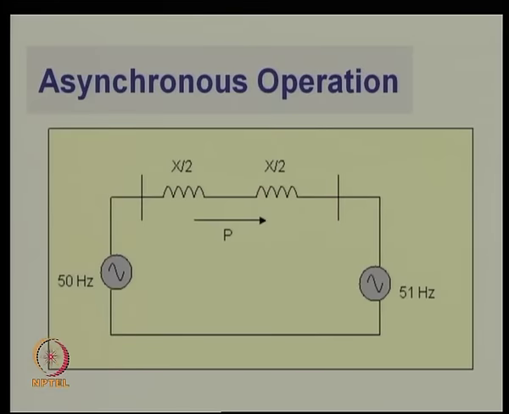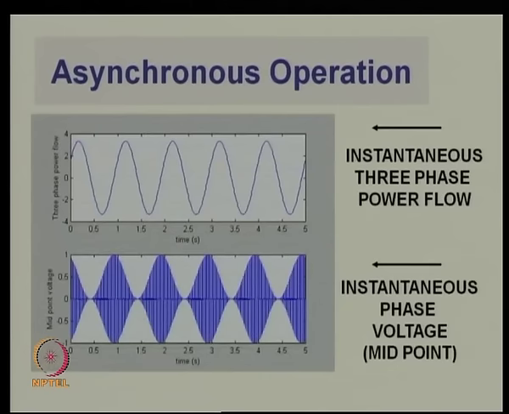This is a bit intriguing, because it means that if I have synchronous machines which may be thousands of kilometers away, but they are interconnected by AC lines, then in steady state they have to be at the same electrical speed. I just plugged in these values with two sources, one at 50 hertz and the other at 51 hertz, and the waveforms which you get are these. This is something I have explained analytically: your power flow is not going to be a constant, and the midpoint voltage, for example, also keeps jumping around.